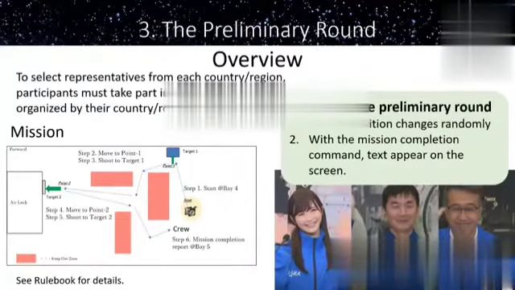The second is the mission completion report at the end. Since there are no actual astronauts in the simulator, the text will appear on the screen when the mission completion command is given. For more detail, please check the rule book to be released later.